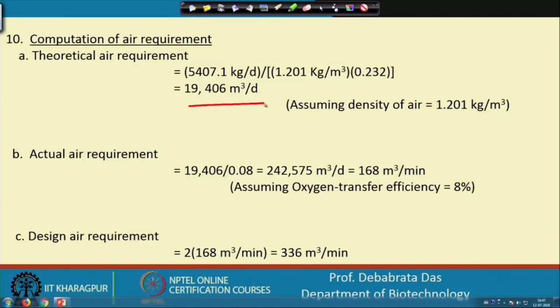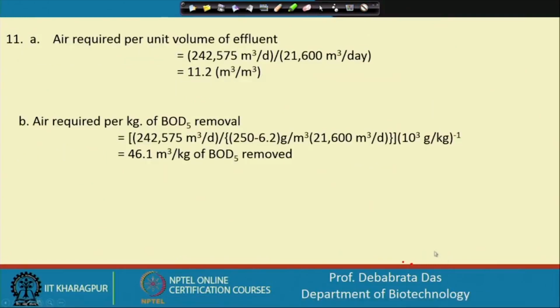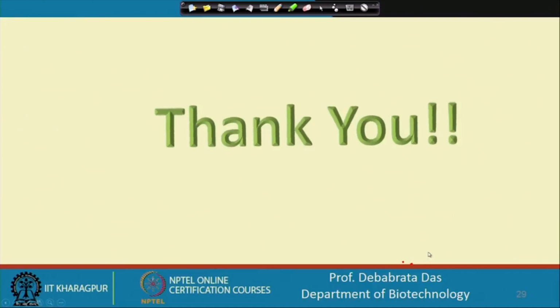This is the theoretical amount of air that is required, and we assume the oxygen transfer efficiency is 8%, then it is coming at 168 cubic meter per minute. And for design criteria, we consider 2 as the factor of safety, so 336 cubic meter per minute. So, we can calculate what should be the capacity of the aerator in this reactor, and we can find out how much is required per volume of effluent and per kg of BOD removal. I hope if you do it by yourself, you can easily find out how it can be solved.